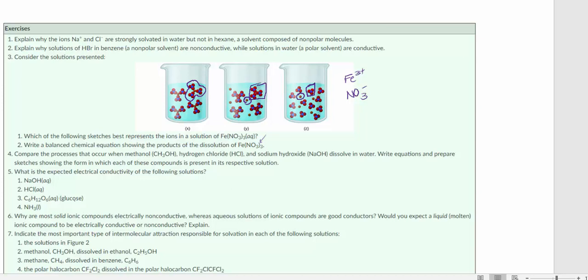Number 2, write a balanced chemical equation showing the products of the dissociation. So for the dissociation, we are just going to have our iron nitrate and show that it breaks into the ions. So we'll start with solid iron nitrate, and it breaks apart into aqueous iron 3 and 3 aqueous nitrate ions.